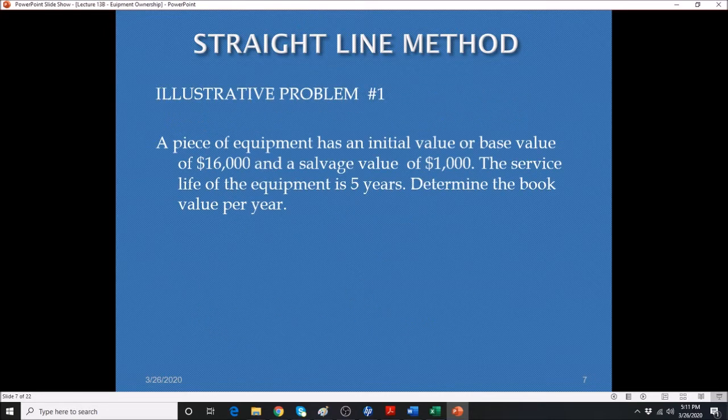Let us illustrate that formula. Say for example that we bought an equipment with an initial cost of 16,000, and you'll be able to recover about 1,000 out of that equipment at the end of 5 years. We're asked to determine the book value per year. The book value is the value of the equipment after a certain period of time from its initial life, or from the time that you bought it from the dealership.